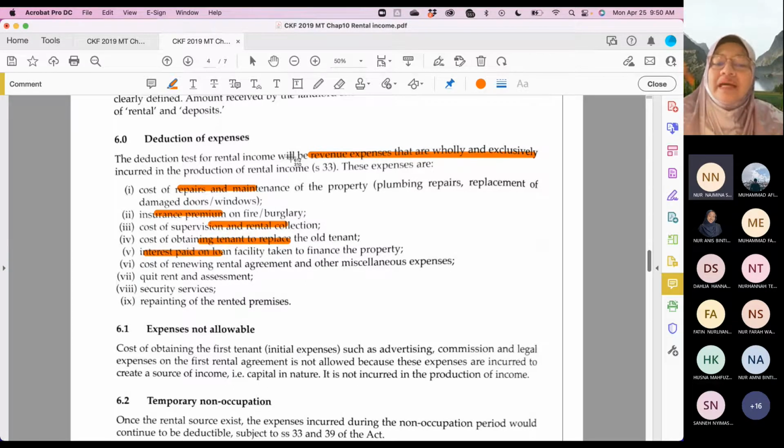So if you have rental income, then you can claim all this expenditure. When you claim a lot of expenditure, it means that your adjusted income will be lower, then you pay less tax.